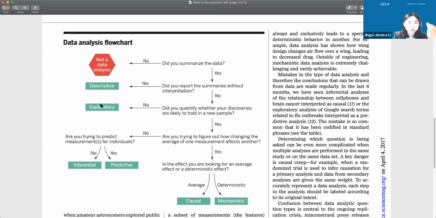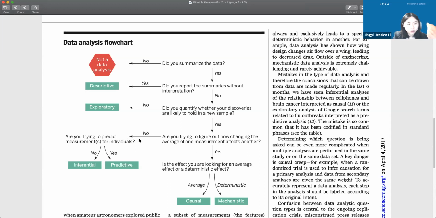It means that you're just exploring your current data, but you're not trying to look beyond your current data. And in our scientific research, especially in biology, we often want to make some conclusions that hold in general, not just for this particular data set. So we want to go down. Are you trying to figure out how changing the average of one measurement affects another? In other words, you're trying to make some relationship out of your data. So here, one measurement, I think a more accurate way to say is one variable. So let's say you have gene 1, that's one variable, another is another gene. If you want to study how the expression change in one gene affects the expression of another gene, then we go down. So otherwise we go left.